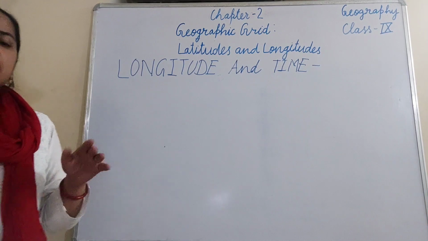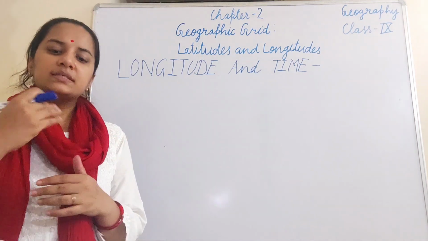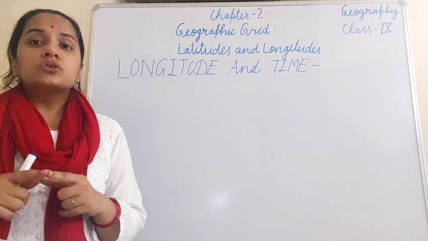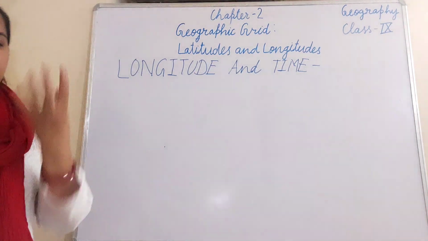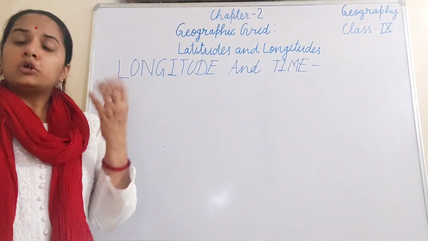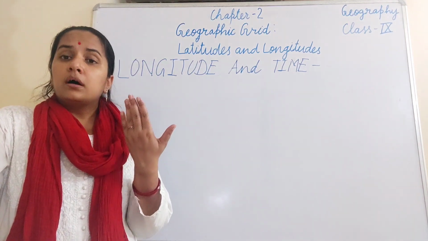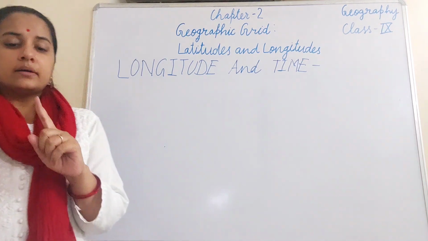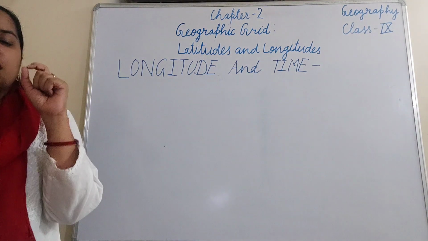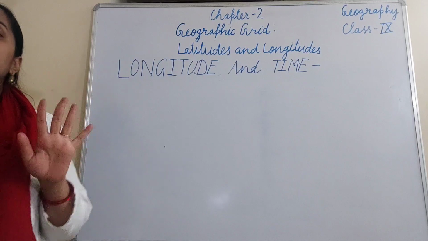The earth makes a complete circle on its axis. It covers 360-degree longitude in 24 hours. That is the rotation of the earth. So it means it covers 15 degrees of longitude in 1 hour. In 24 hours, if it covers 360 degrees, then in 1 hour it covers 15 degrees of longitude, or 1 degree of longitude every 4 minutes.